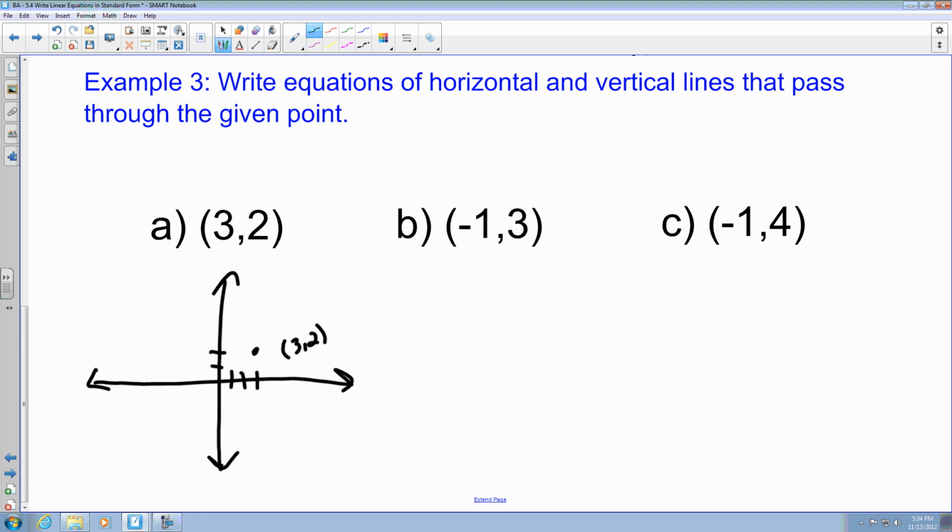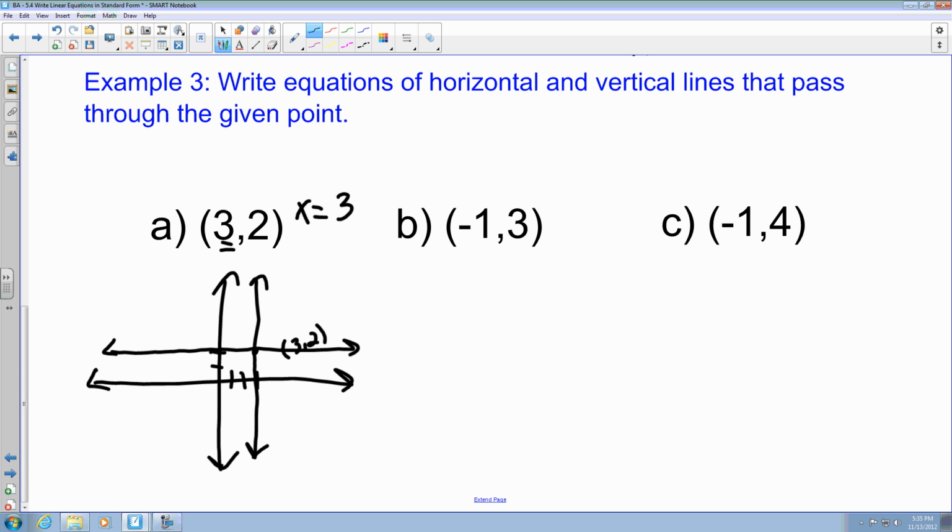So now they want you to write equations of vertical and horizontal lines. That means here's a vertical line that passes through that point, and here is a horizontal line that passes through that point. If I were to write an equation for the vertical line, it always starts out with x equals. Now it's just a matter of plugging in which value for that line to be. Since it crosses at 3, it's going to be x equals 3.